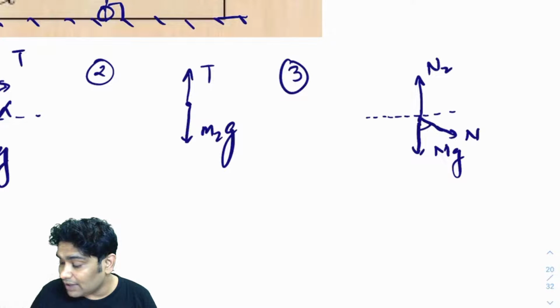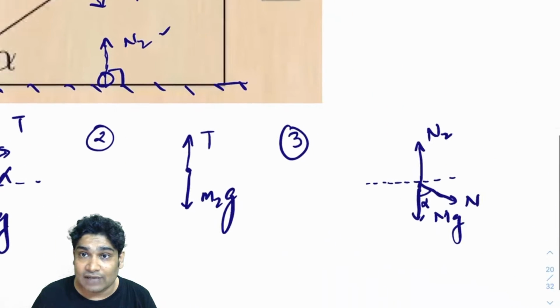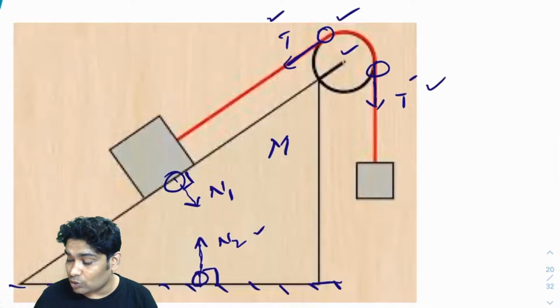Now please remember that this angle would be alpha. You can judge it from trigonometry, okay? I'm not showing how this is alpha. Now comes the tricky part, that you have to apply this and this also.